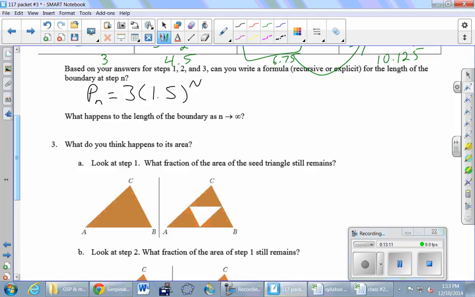So what happens to the whole boundary as we go to infinity, if n goes to infinity? You keep multiplying something by 1.5, what happens to it? Bigger, bigger, bigger forever. So what does the boundary approach? Infinity, right?